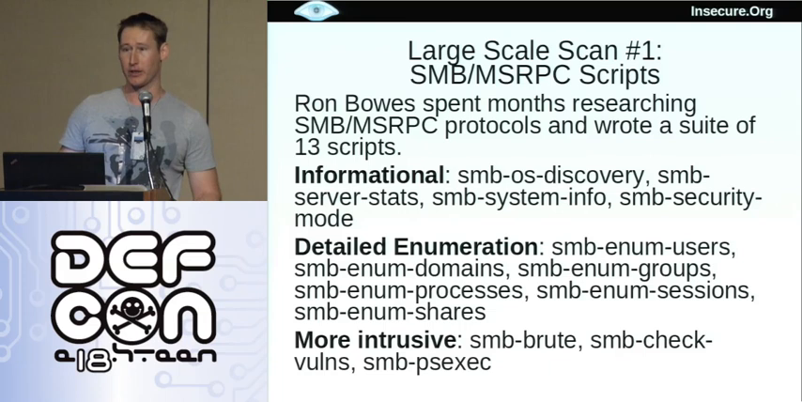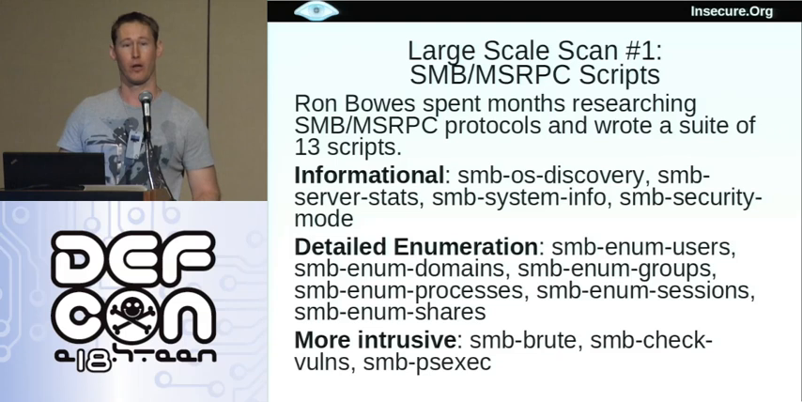Basically, there's informational scripts to just query the SMB server and say, give us the detailed OS information, including service pack and such, the server stats, the system info, the security mode. We have enumeration scripts to say contact the server and give us a list of users or domains or groups or processes, sessions or shares. And then we have 3 more intrusive scripts.